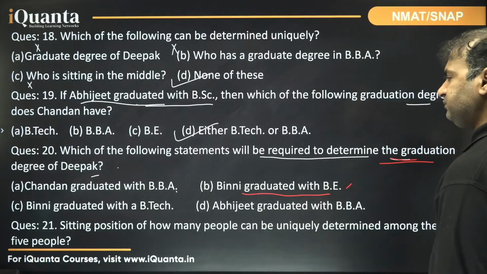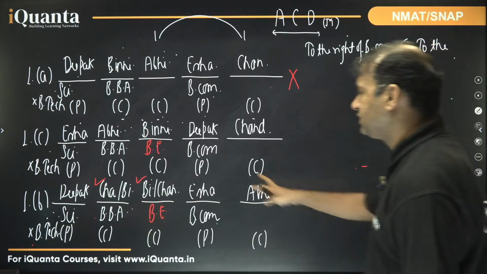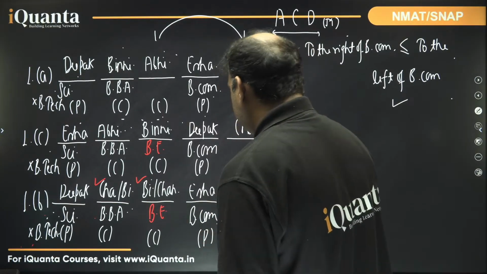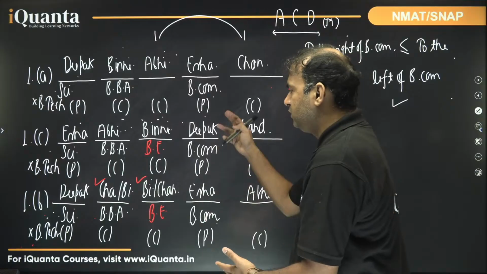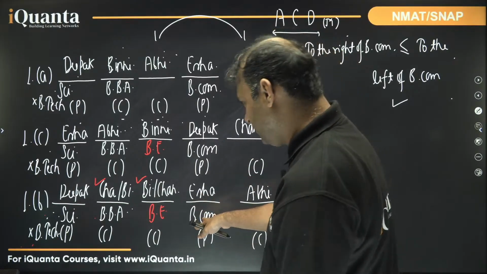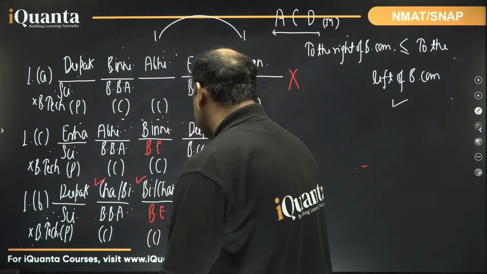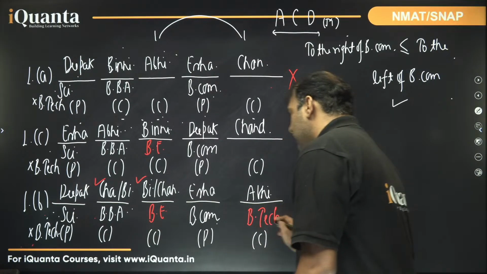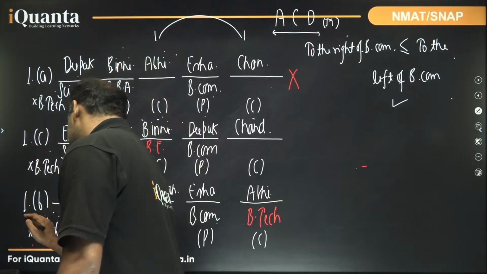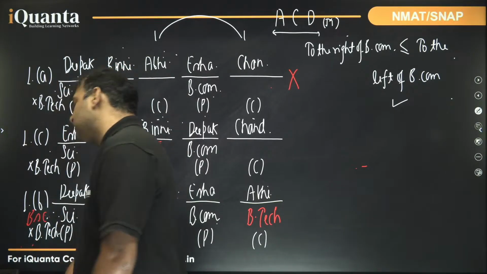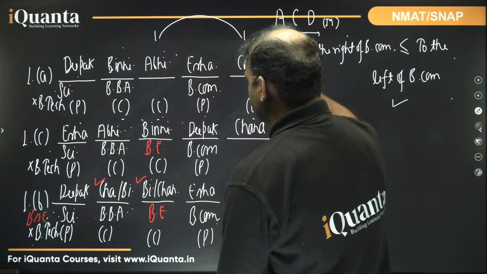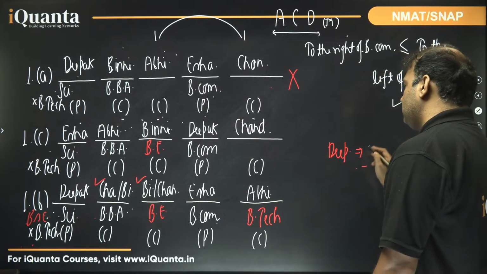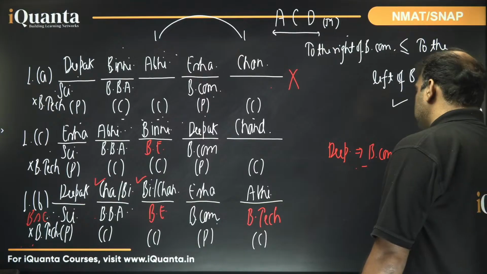Luckily, in this case, Deepak is BCom for sure, so we did not need to solve this further. Let's look at this other case. Here this is BE, this is BBA, so this has to be BTech. If you remember, BCom and BTech should be adjacent, and Deepak here should be only BSc. So this case got cancelled out. In the second case, Deepak is BCom, and in the third case, Deepak is BSc.